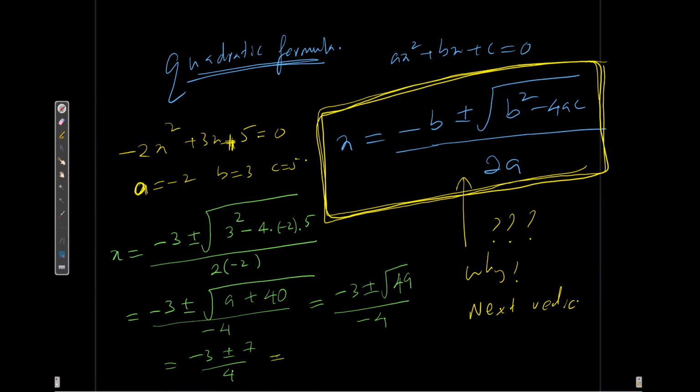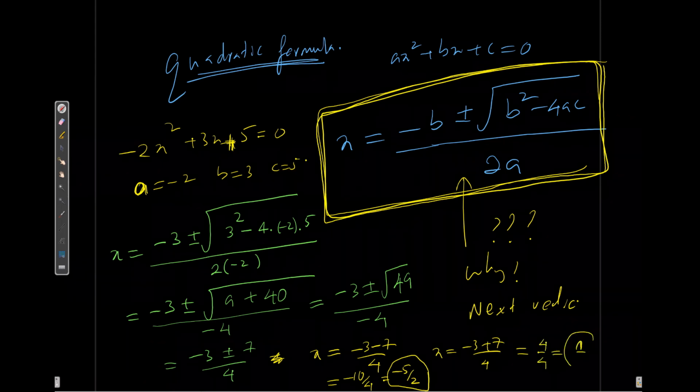So at this point, we can break this into 2. X is going to be negative 3 minus 7 over 4, or x is going to be negative 3 plus 7 over 4. So negative 10 over 4, which is negative 5 over 2. That's one solution. See, exactly as I thought, it's going to be fractions. And 7 minus 3, 4, 4 over 4, which is 1.